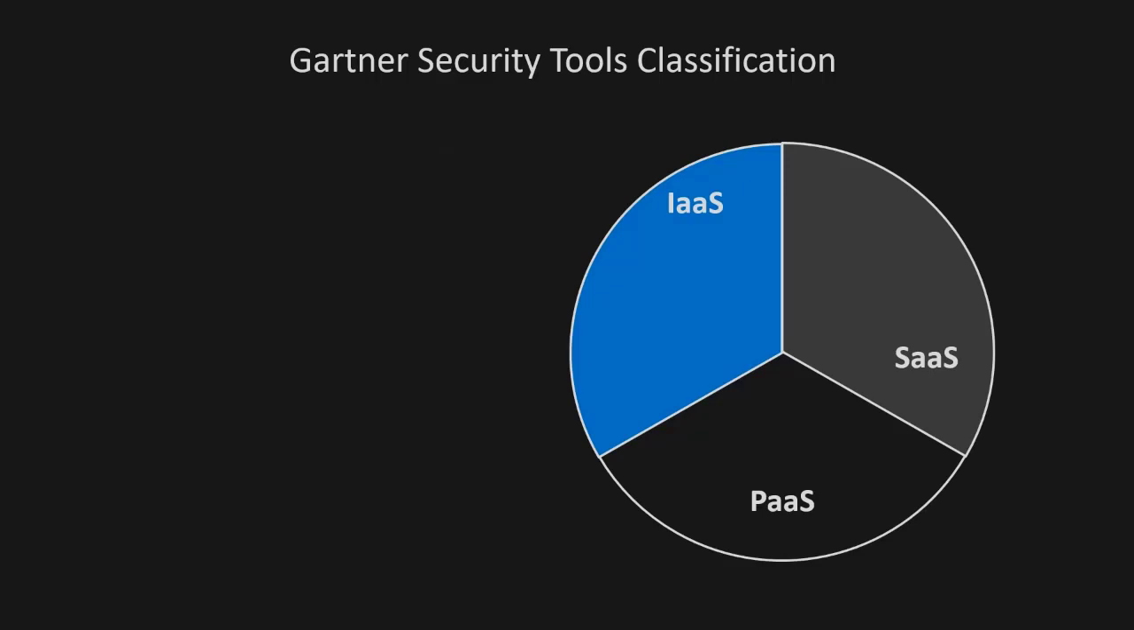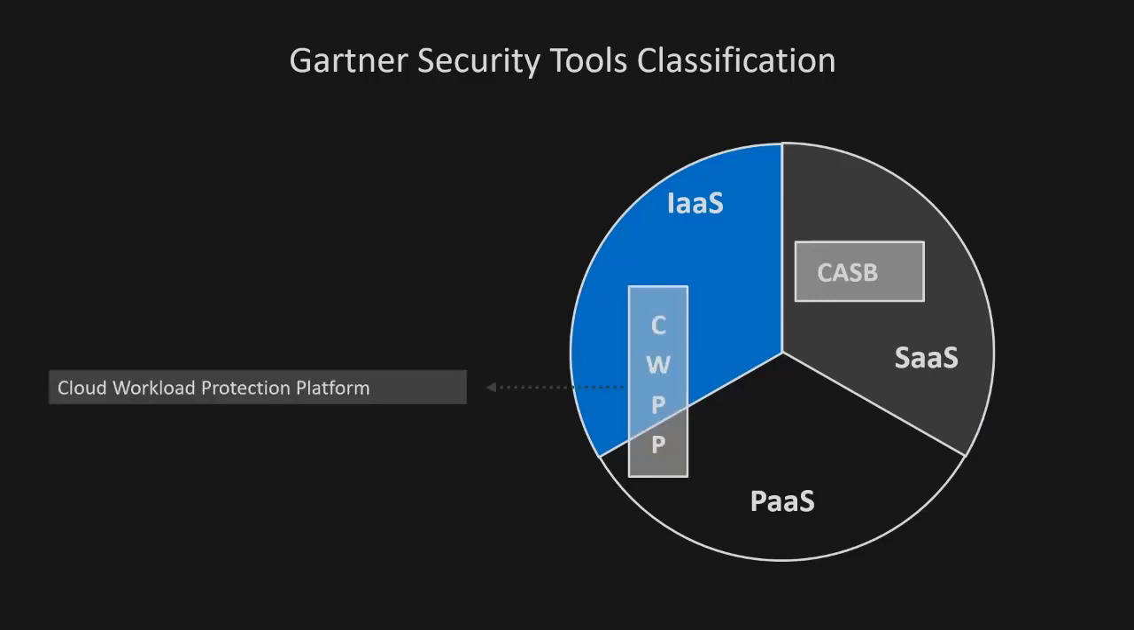First of all, we have CASB, which is Cloud Access Security Brokers. This is mainly related to SaaS applications, and in the context of this presentation, we are not going to talk about this. But the 2 remaining things are highly relevant to this topic. One of them is called the Cloud Workload Protection Platform.